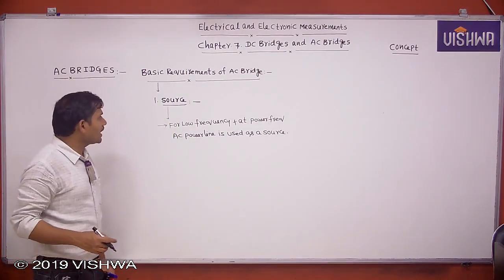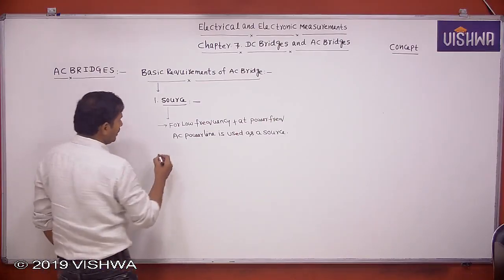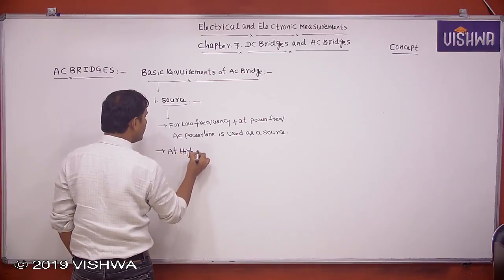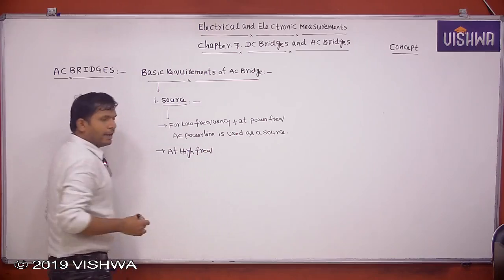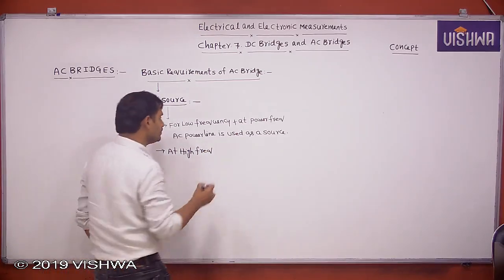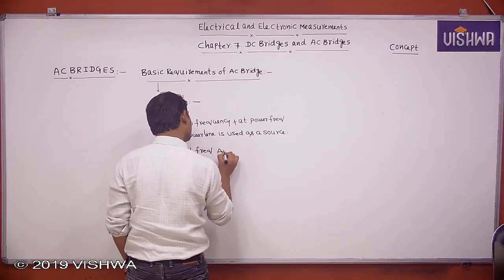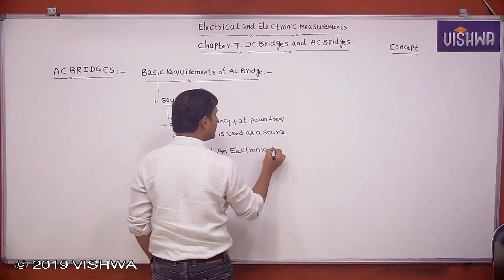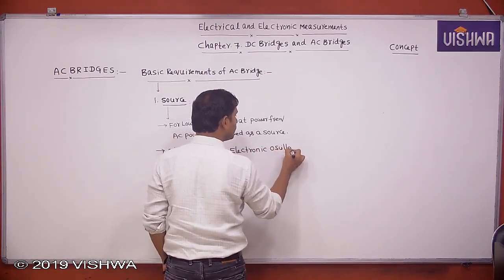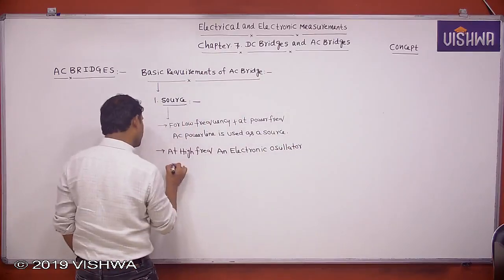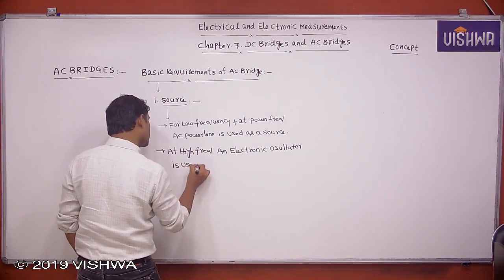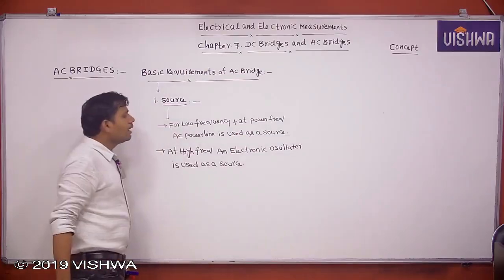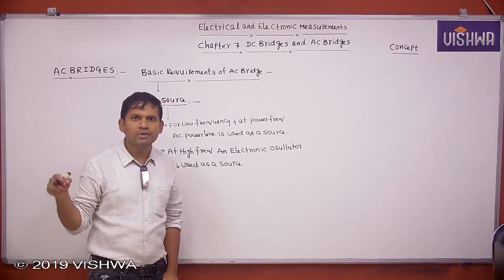But the same bridges can also be used at high frequency. Then what about high frequency? At high frequency, an electronic oscillator is used as a source.